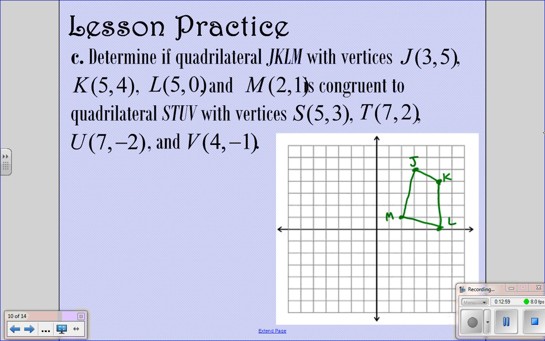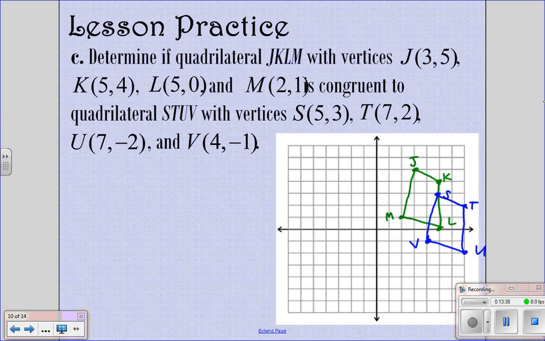Okay. And then we have S, which is at 5, 3. And then T at 7, 2. U at 7, negative 2. And V is at 4, negative 1. So we need to figure out, are those congruent?